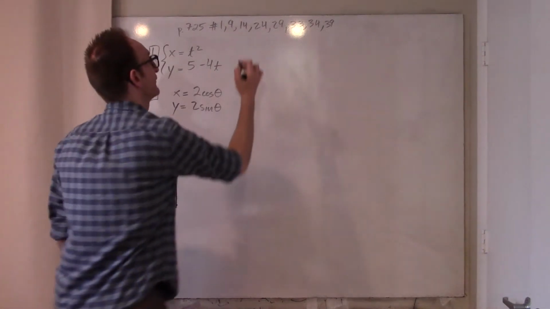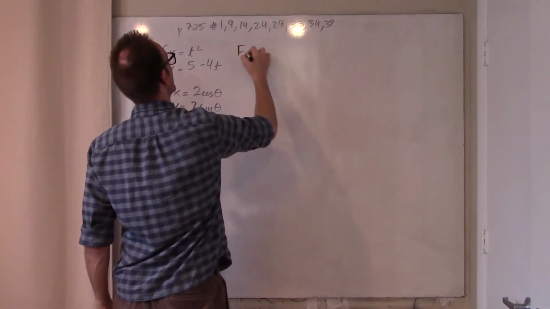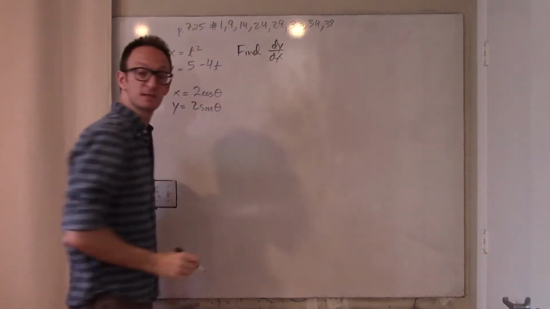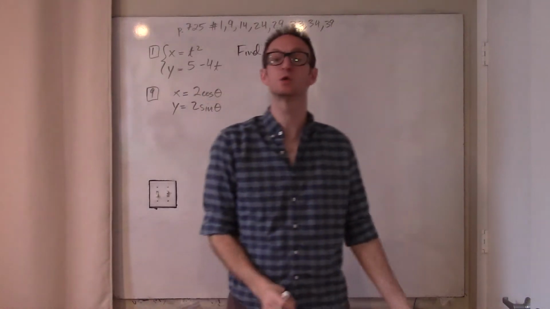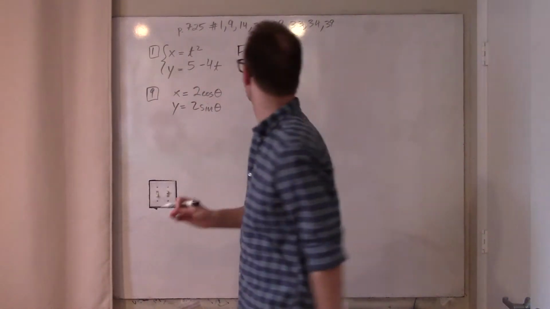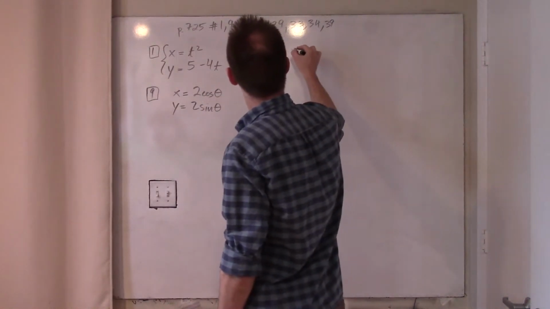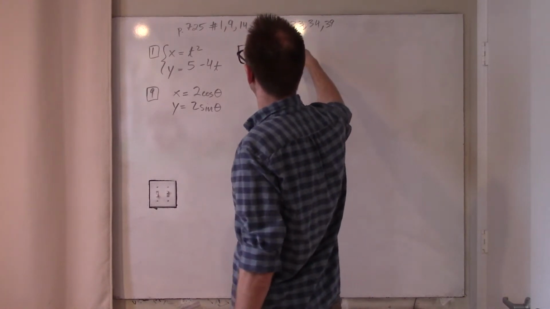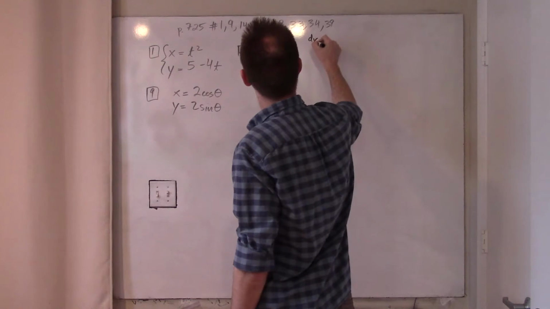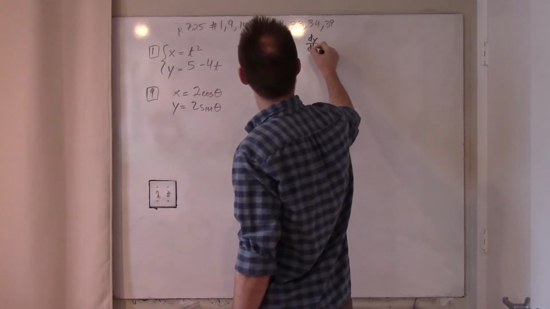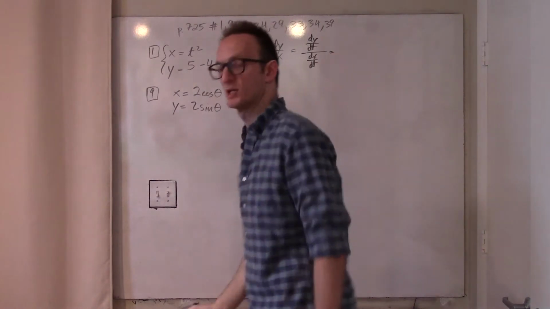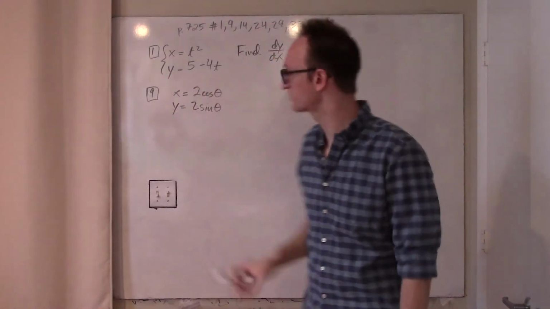The directions for number 1 were find dy/dx. What is dy/dx? It's the slope of the tangent line to the parametric curve. And basically, the way to do this is that dy/dx is just dy/dt over dx/dt. The reason for this is some combination of common sense and basically just the chain rule.